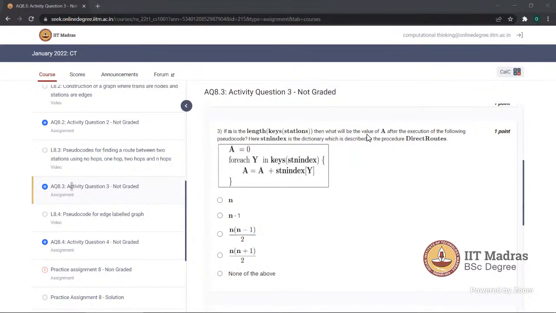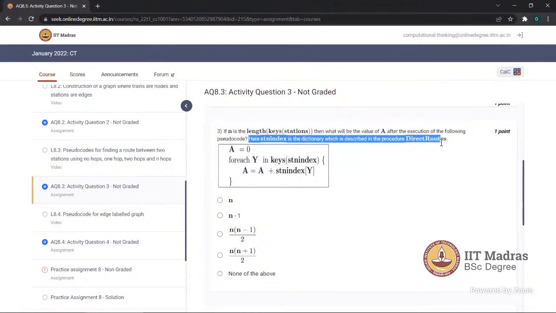And what will be the value of A after the execution of the following pseudocode? A is 0; for each Y in keys of station index, A is equal to A plus station index of Y. Y is the list, I think. What is station index? This is a dictionary, right? Yes, sir. Here station index is the dictionary which is described in the procedure direct route, in this particular lecture 8.3. Do you remember what this dictionary is?